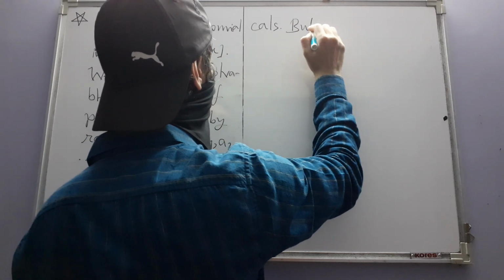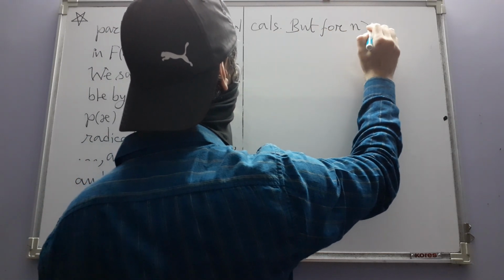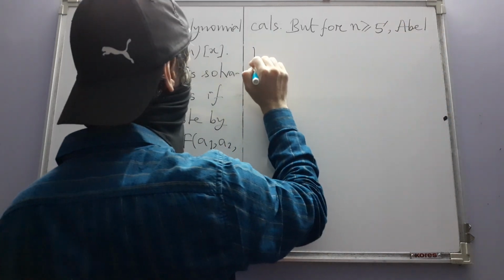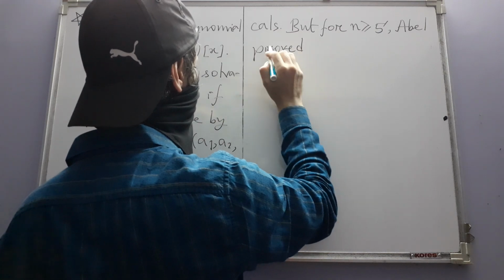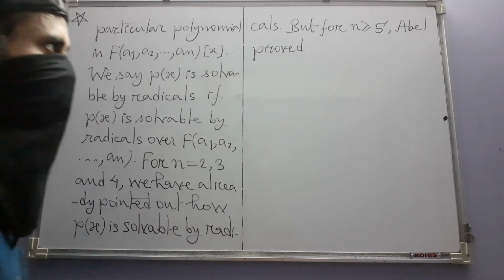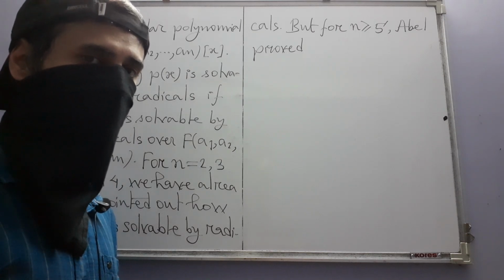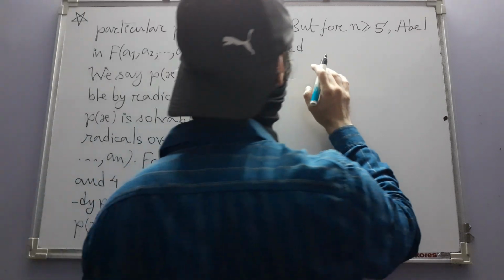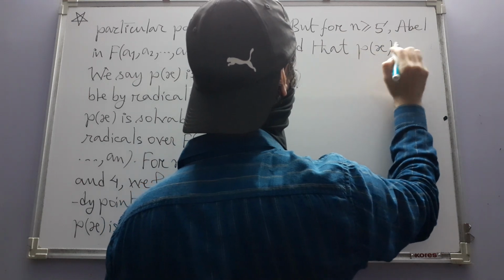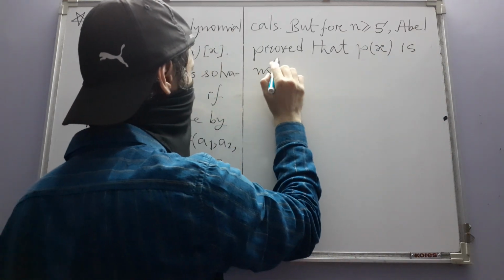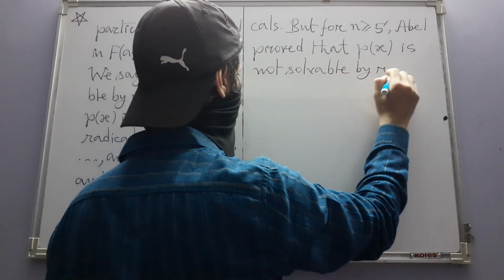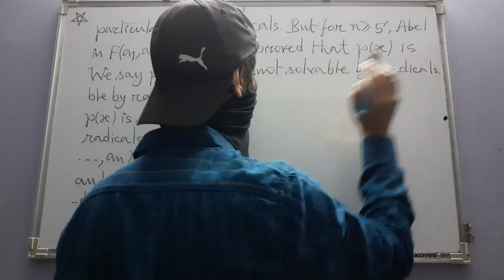But for n greater than or equal to 5, Abel proved, after whom the notion of abelian group has been named, that the general polynomial p(x) is not solvable by radicals.